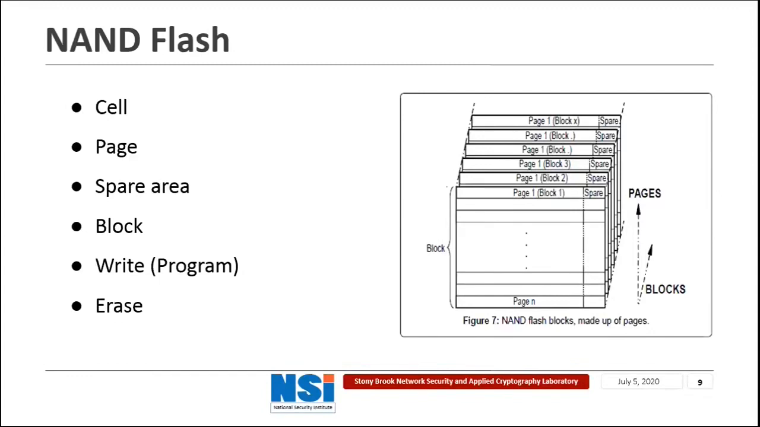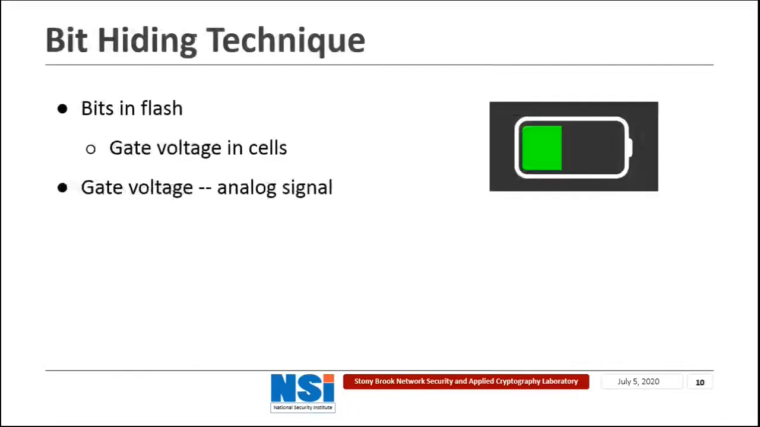Those cells are grouped into pages, and pages are grouped into several blocks. A page is the smallest unit for a write operation in NAND Flash, and a block is the smallest unit for an erase operation in NAND Flash. Different digital bits are stored in NAND Flash cells by changing the gate voltage of each cell. In a write operation, the NAND Flash cells are charged and the gate voltages in those cells increase, while in an erase operation, the gate voltage in cells decreases to 0.